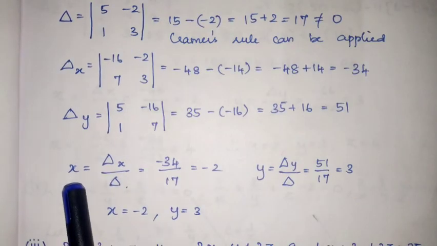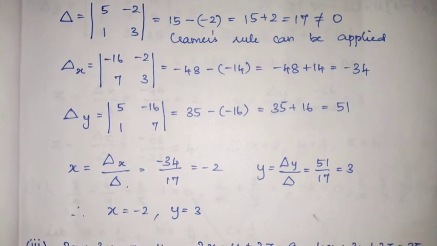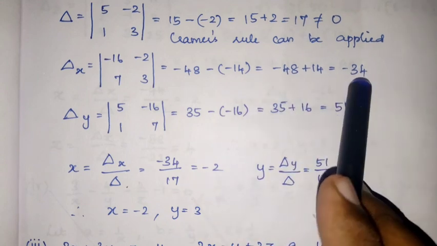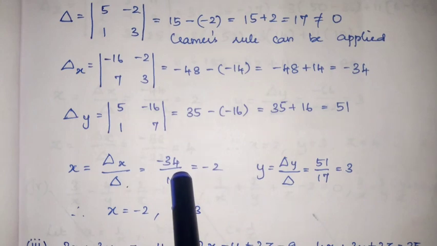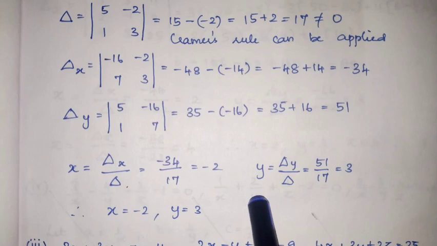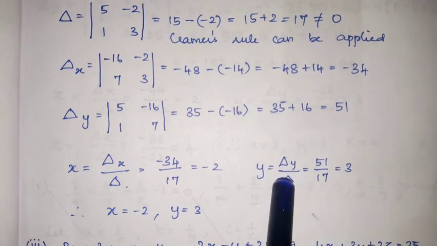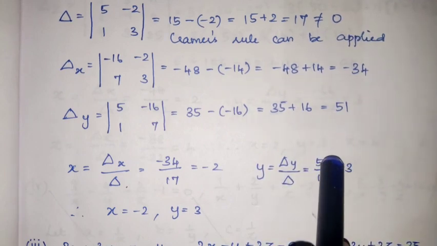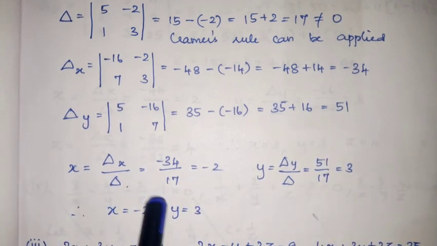Now you have to find the value of x. How to find the value of x? It's very simple: del x divided by del. What is del x? Minus 34. What is del? Previously we found it, which is 17. So minus 34 divided by 17 is equal to minus 2. And now y you have to find. How to find the value of y? Del y divided by del. What is del y? 51, divided by del, which is 17. So 51 divided by 17 is equal to 3. So the value of x is equal to minus 2. The value of y is equal to 3.